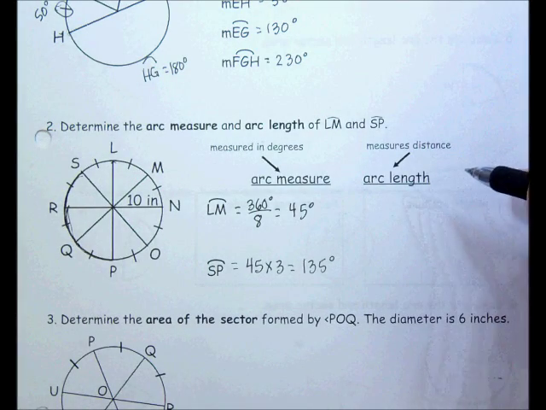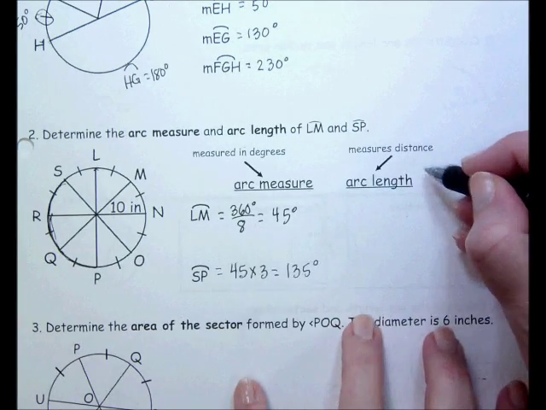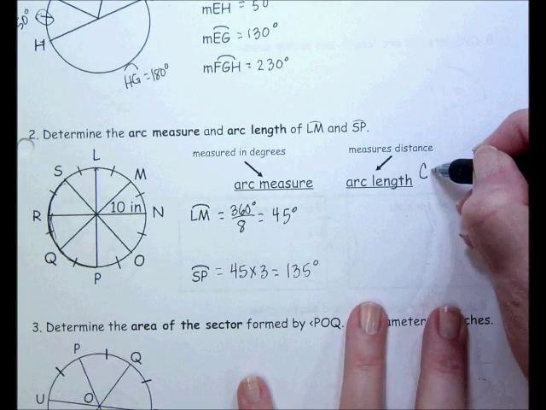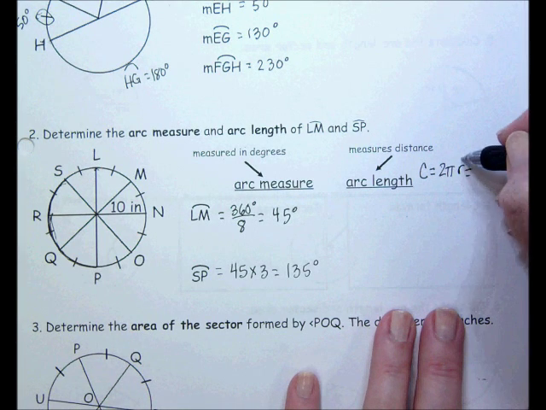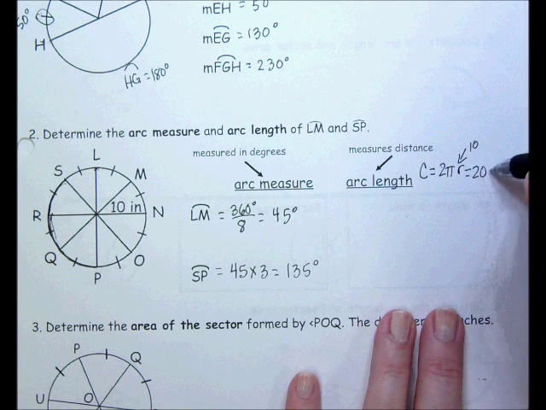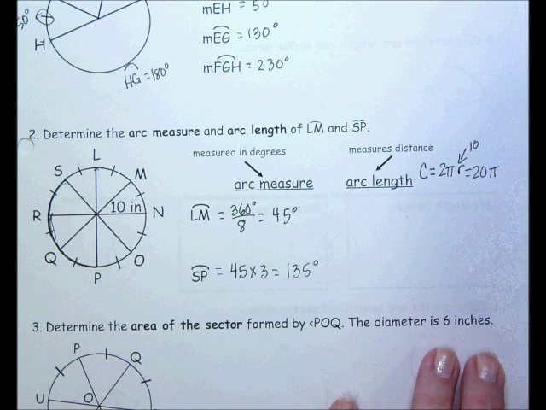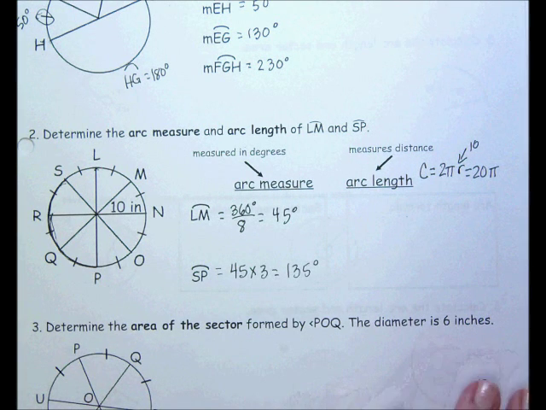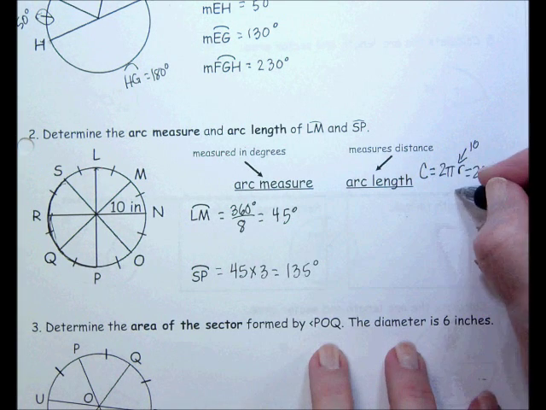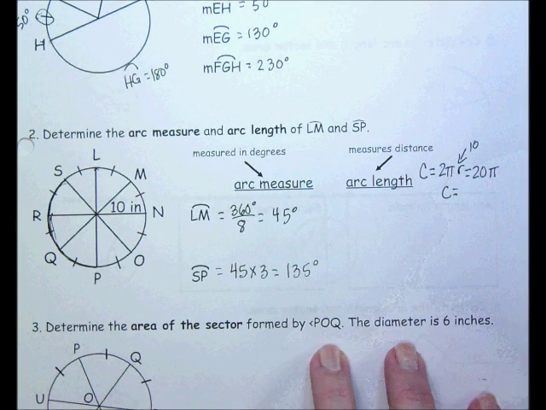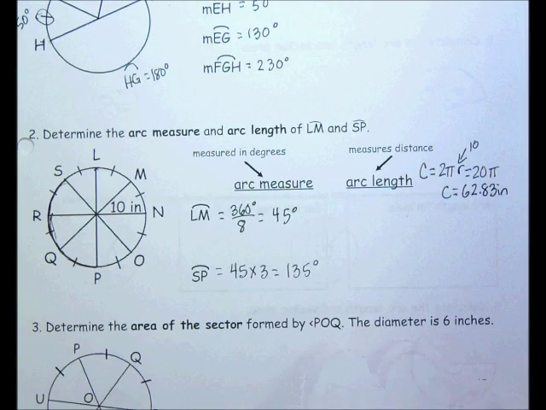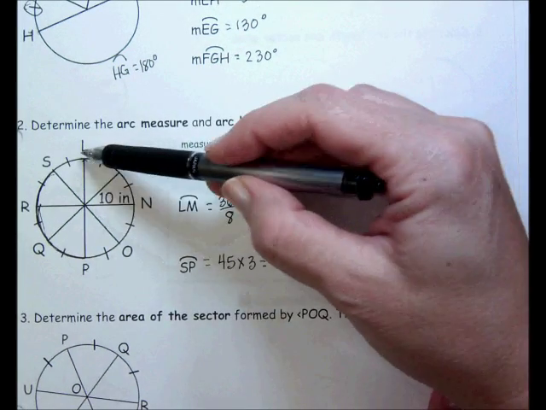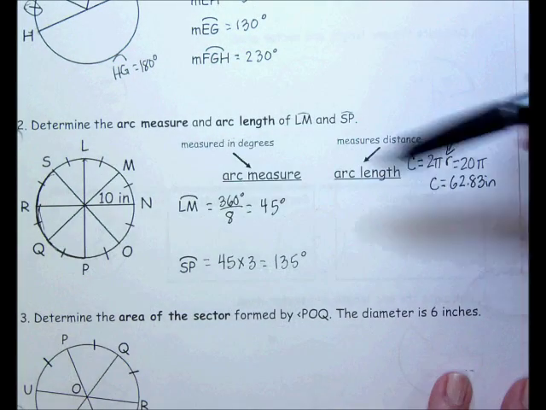So the first step that I need to do is find the circumference of the circle to the left. So circumference is equal to 2 pi r. So in this situation, I plug in 10 for r, so the circumference is 20 pi. And when I multiply that out in my calculator, the circumference is equal to 62.83, and that's in inches.